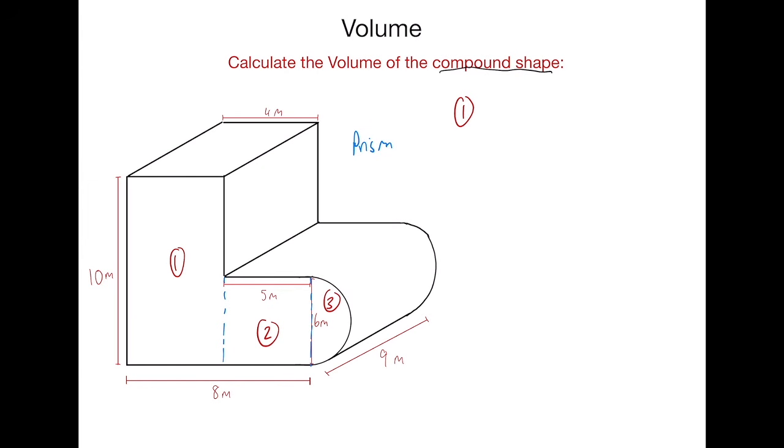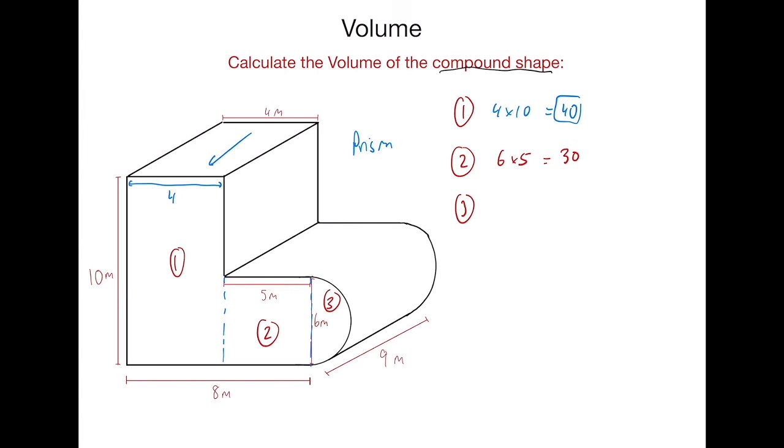So for the first rectangle, we can bring this length forward. We know that is 4. So simply 4 times 10 is 40. Side number 2, we know that the width of that shape is 5 and the height of it is 6. So simply 6 times 5 is going to be 30.